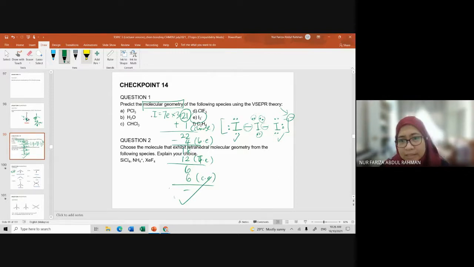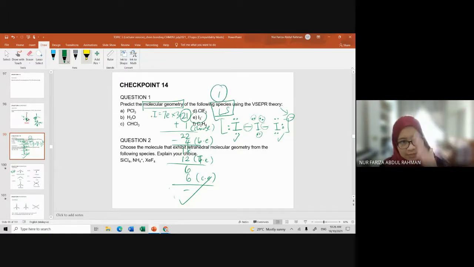Now moving on. We have 10 electrons kan? So this is expanded octet. So this is the Lewis structure. Baru kita complete the Lewis structure, guys. Okay, next step. So this is the first step.